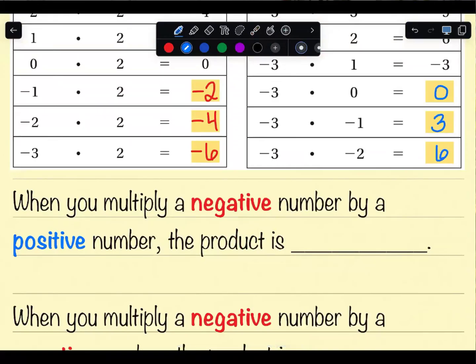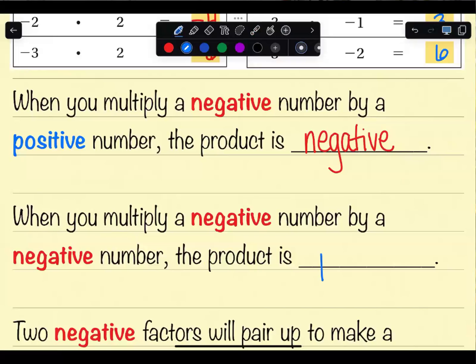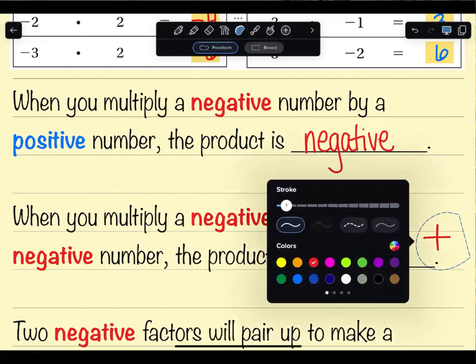When you multiply a negative number by a positive number, your product is going to be negative. And when you multiply a negative number by a negative number, your product is going to be positive. What's happening is that when you multiply, the rules are different from when you add or subtract. When you multiply, the negative signs will pair up. So if you have a negative sign and a negative sign, those negative signs will pair up and form a positive. And that's what we see happen here. Two negatives make a positive.